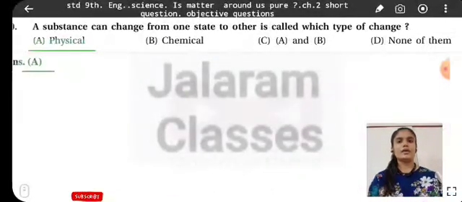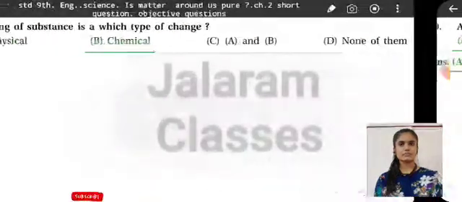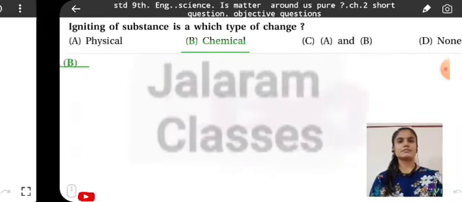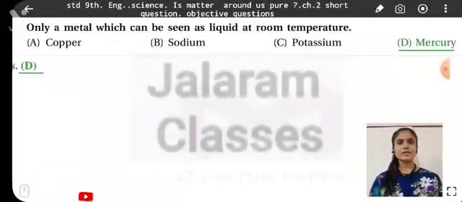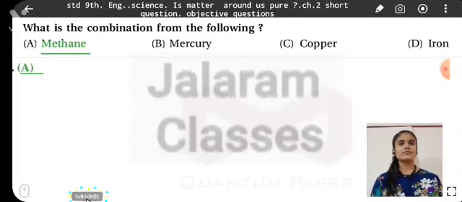By which method separation of curd to butter can be done? Centrifugation. A substance can change from one state to another is called which type of change? Physical change. Igniting of substance is a which type of change? Chemical change. What property can be seen in non-metals? Non-conductor of electricity. Only a metal which can be seen as liquid at room temperature. Mercury. What is the combination from the following? Methane.